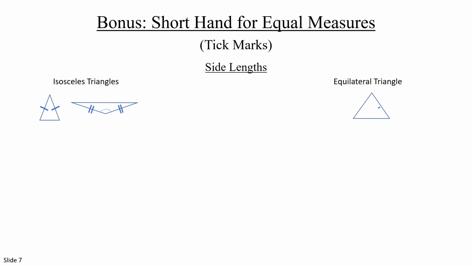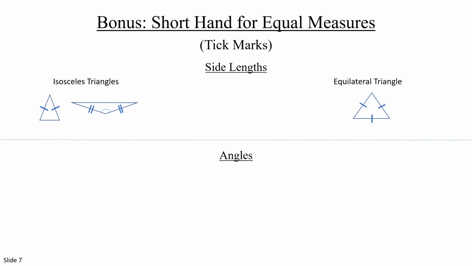Bonus. Shorthand for equal measures. Tick marks, we call them. For side lengths, in an isosceles triangle, we would mark through with little lines. As long as the same number of lines, it's the same length. It can be one line, two lines. That signifies they're the same length. Equilateral, they're all the same length. Don't have to tell you what the numbers are, what the lengths are. Little tick marks indicate they're the same.